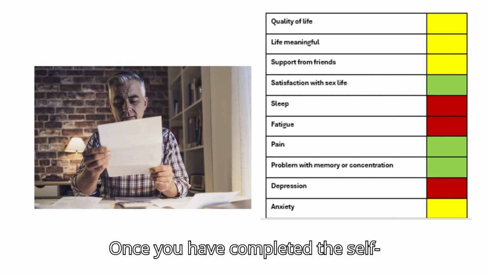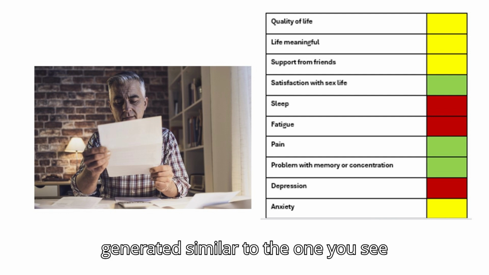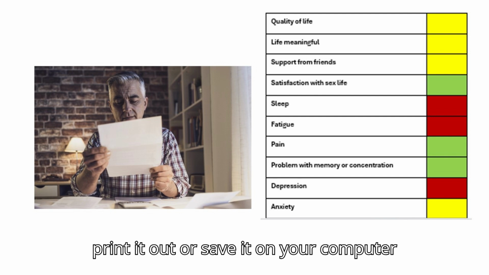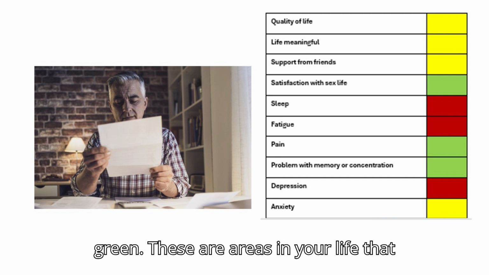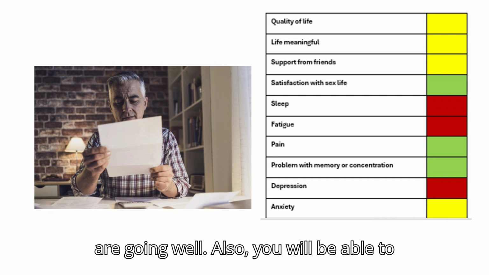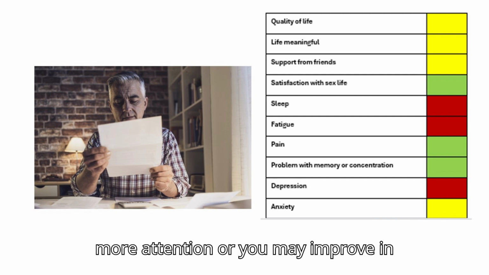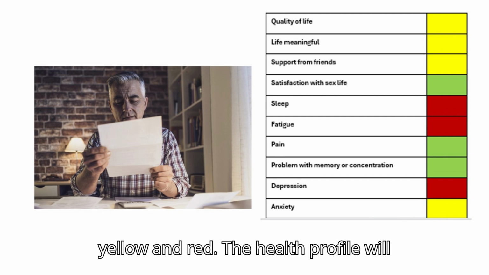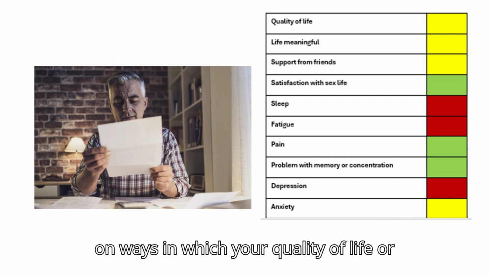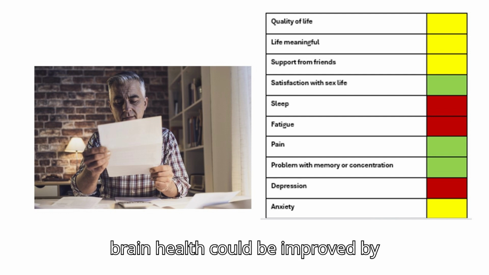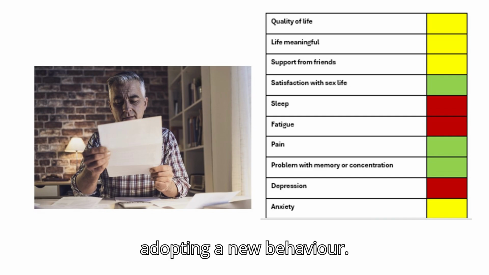Once you have completed the self-assessment, a health profile will be generated, similar to the one you see here. You will have the option to either print it out or save it on your computer or a laptop. Based on the health profile, you will be able to see your strengths in green. These are areas in your life that are going well. Also, you will be able to see areas in your life that may require more attention or you may improve in yellow and red. The health profile will provide you with personalized information on ways in which your quality of life or brain health could be improved by adopting a new behavior.